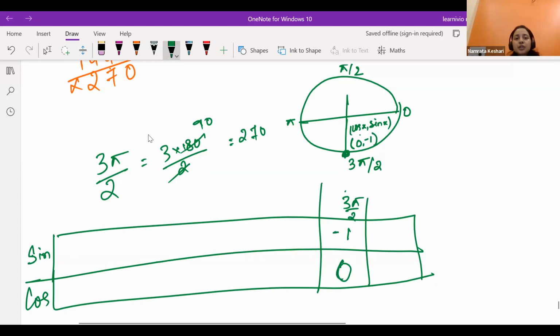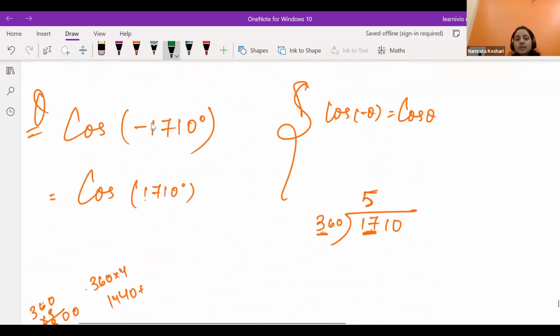So if you want, you can break it like this. 360 will completely divide 4 times. 1710, if you take 4 times, it will come 1440 and the remainder will be 270. So now we can write it like this.